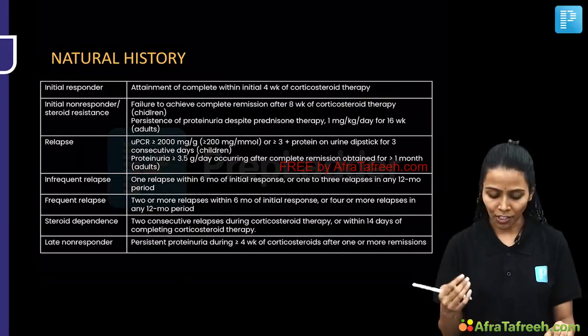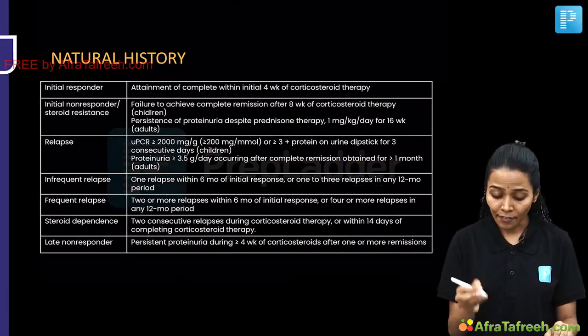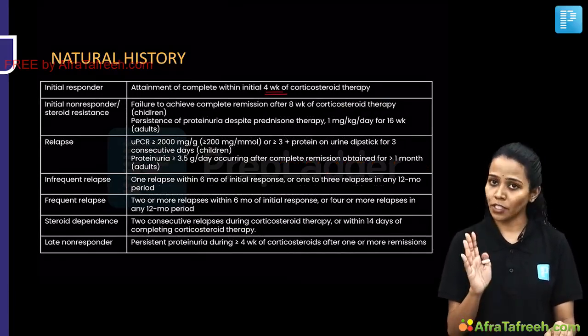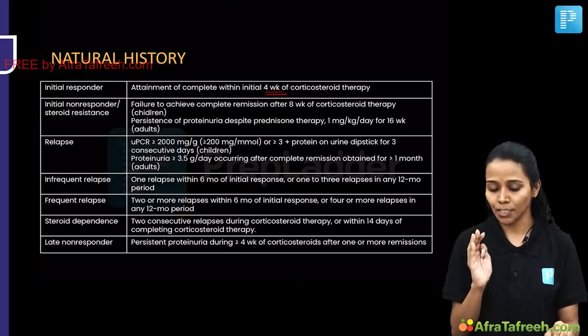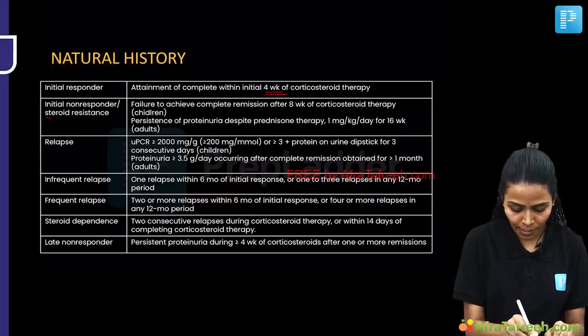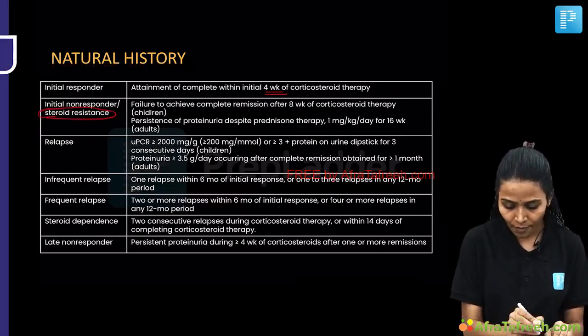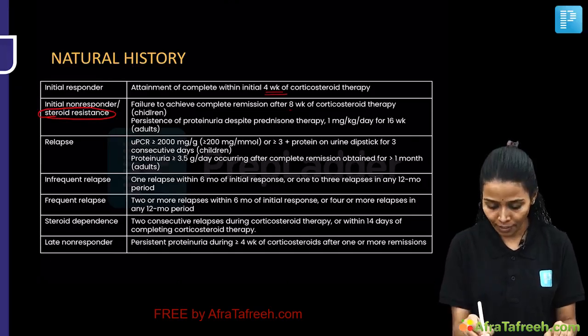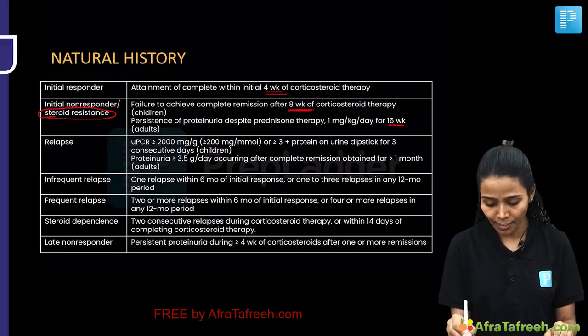Now initial responder or someone who is sensitive, that is when we start therapy, if they achieve remission within 4 weeks of steroid therapy, it is called an initial responder. Next is initial non-responder or steroid resistance. This is very important. This you have to remember. So in children it is 8 weeks. In adults it is 16 weeks.